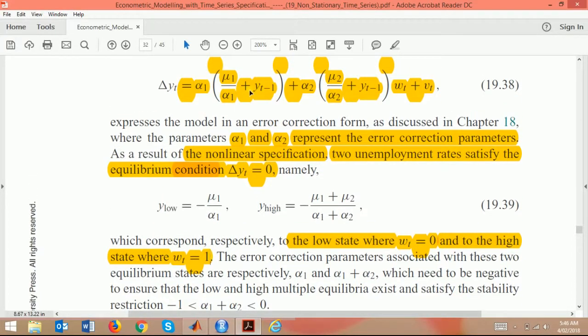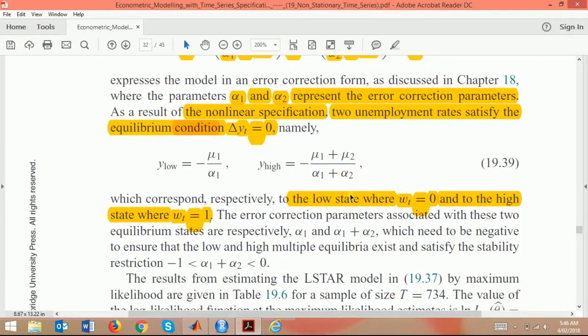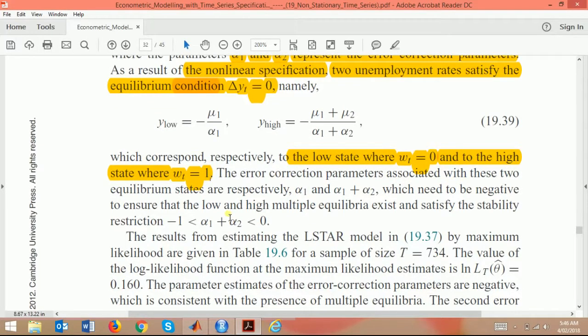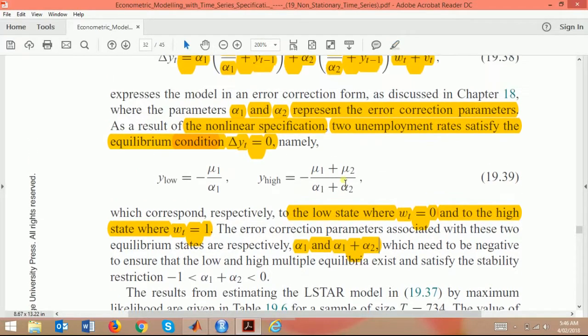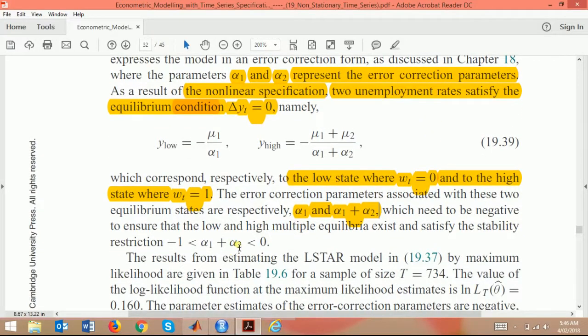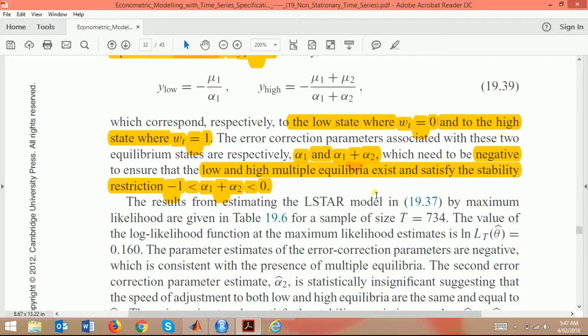And because this is taken on the left hand side, we have the minus sign on top of both of them. The error correction parameters associated with these two equilibrium states are alpha 1 and alpha 1 plus alpha 2, as we already are seeing from this equation, which need to be negative to ensure that the low and high multiple equilibria exist and satisfy the stability restriction. Beautiful. We have the negative sign, so to mention that we have a high equilibria and low equilibria, number one, and number two is that the model satisfies the stability restriction, whereas alpha 1 plus alpha 2, which is the second equilibrium state, lies within minus 1 to 0.